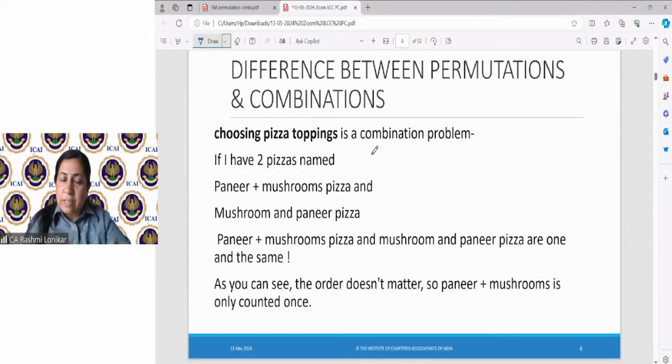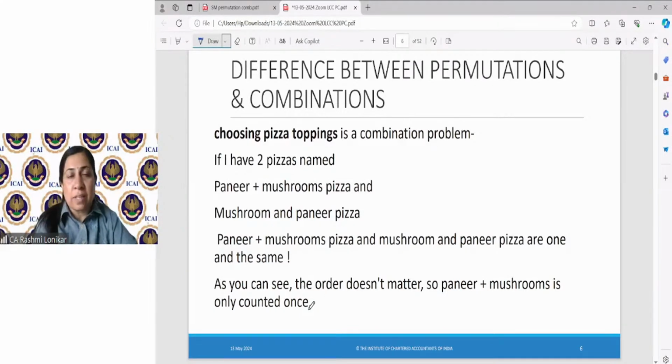So right, as Aisha has already told us, let me talk in terms of an example of food. Okay, so suppose you go to a pizza shop and there you say one pizza is paneer and mushroom pizza and the other is mushroom and paneer pizza. And if you say to your friend, see, they are two different, isn't she going to laugh at you? She'll say, अरे पनीर मशरूम है या मशरूम पनीर है, बात तो एक ही है ना, एक ही तरह का पिज्जा है. So paneer and mushroom pizza and mushroom and paneer pizza are one and the same. When the order does not matter, so paneer and mushroom is only counted as once.